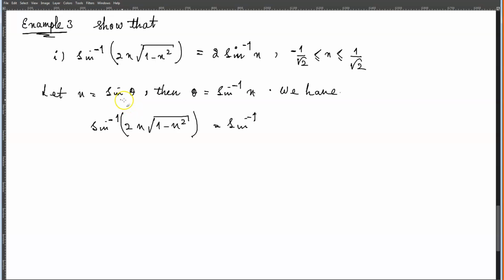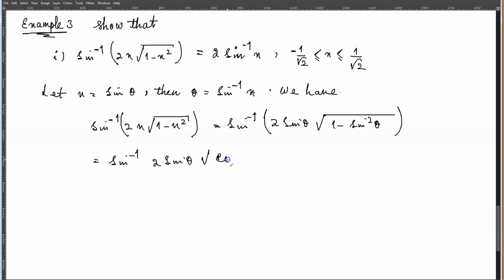The sine inverse of this is equal to the sine inverse of, then over here x is equal to sine theta, right? So I can write this as the sine inverse of 2 times sine theta, the square root of 1 minus sine squared theta. And now 1 minus sine squared theta, as you know, is equal to cos squared theta. So I can write this as sine inverse of 2 times sine theta, the square root of cos squared theta.